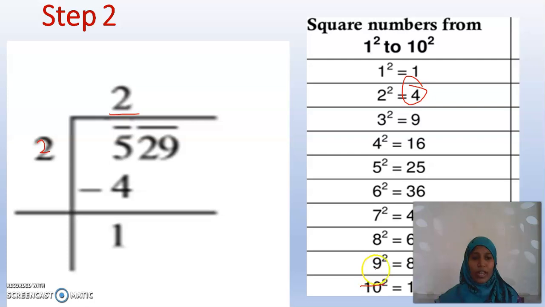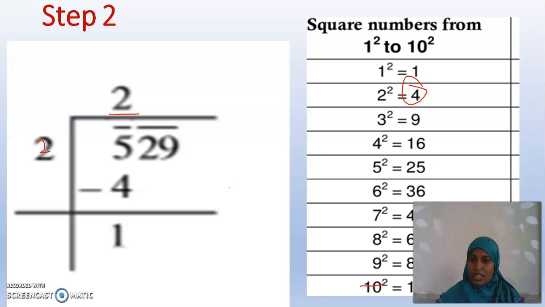You will get only up to 9 squared. We will not have 10, a two-digit number here. We will start with only single-digit numbers. Is it clear? Only this table you should have in your rough column whenever you begin with the long division method to find the square root.